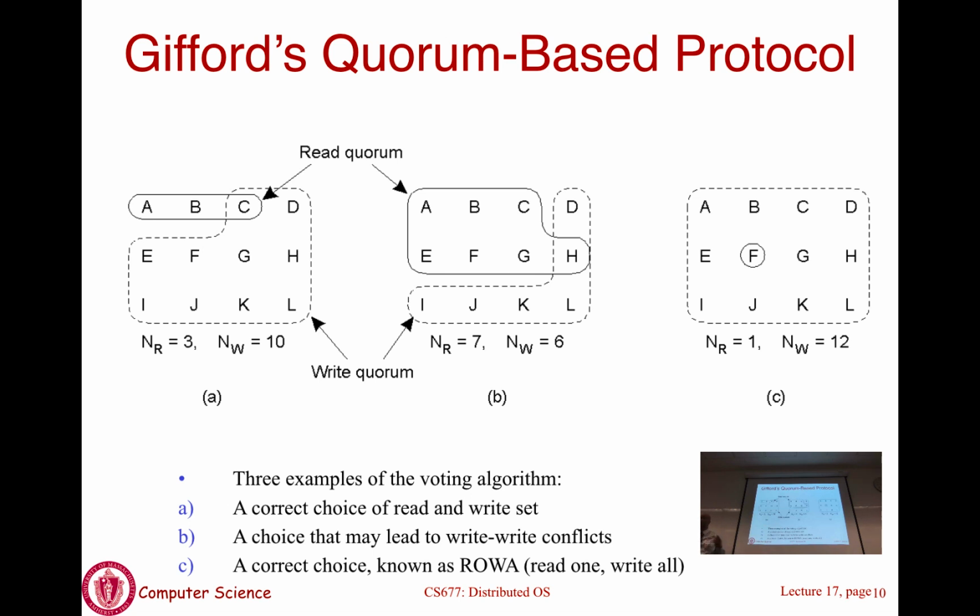Now, to read, you have to pick 3. That's our rule. In this case, you picked A, B, and C. A and B did not see the write. C did see the write. So C's version number is going to differ from A and B's version number. The version numbers won't match.